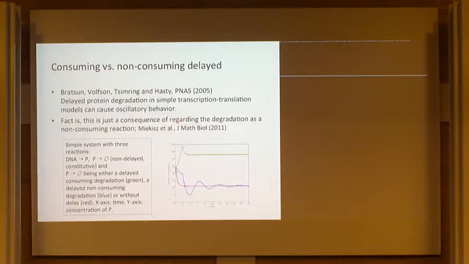And here I printed a solution of a very simple system where the DNA goes to a protein directly. Protein is degraded non-delayed, constitutively, but also either with a delayed consuming degradation or a delayed non-consuming degradation. And in the case of the delayed non-consuming degradation, you see some kind of oscillatory behavior. And so depending on how you use the delay, you can get very different behaviors.